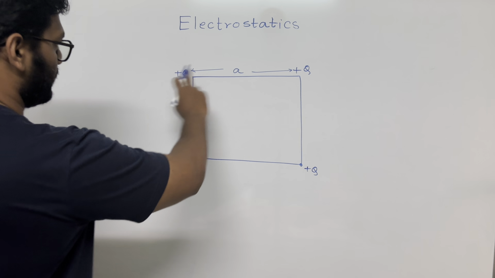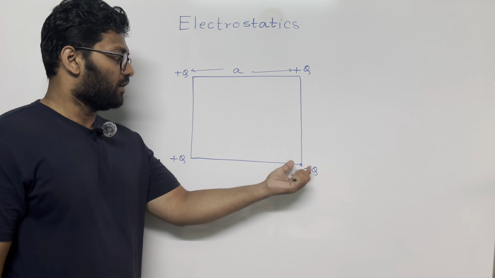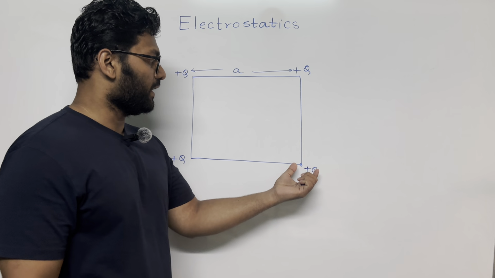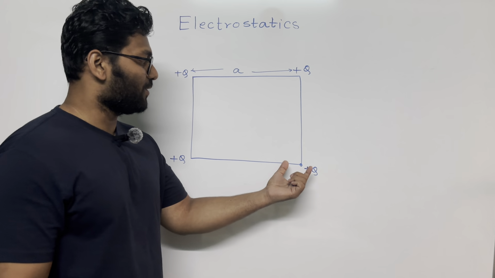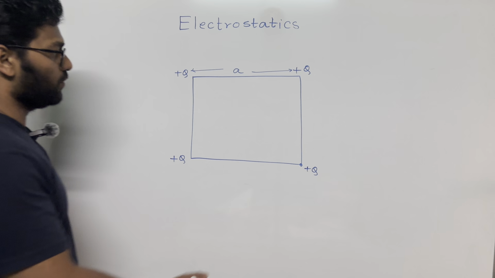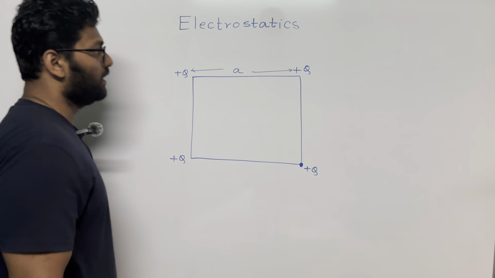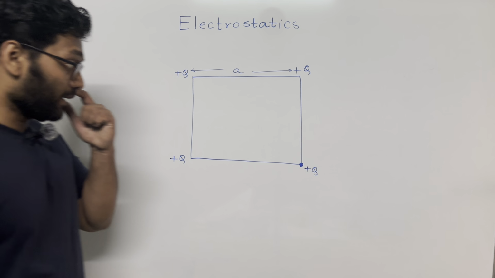Again we have a square now, right? And all of the charges are located at the vertices of the square, and you have to find out the force on one of the charges. So let's say we have to find the force on this charge, right? Now this is not at the center, that means the net force will not be 0, right? Okay, let's look at that.